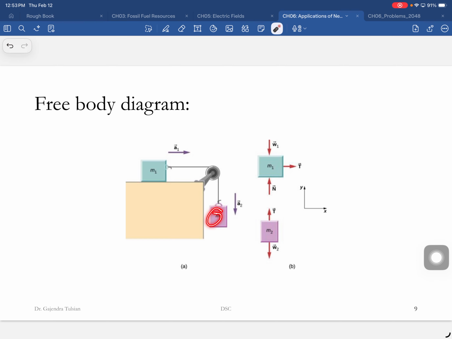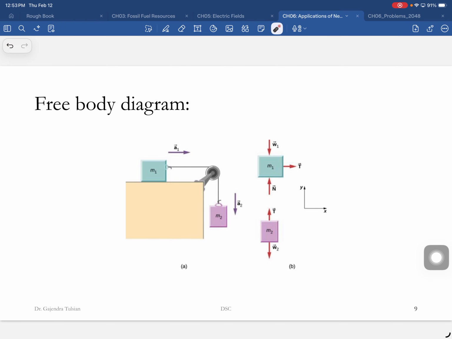On this object, there are two forces acting: the weight and the tension in the rope. Then you can independently analyze the motion of the objects. It so happens that the two motions are related, because the magnitudes of their accelerations are the same, even though the directions of the accelerations are different.